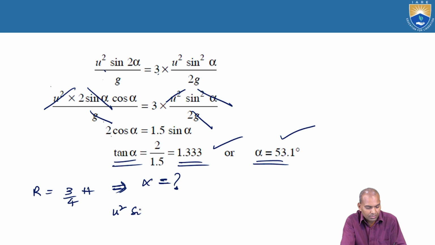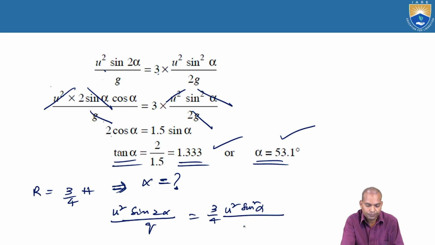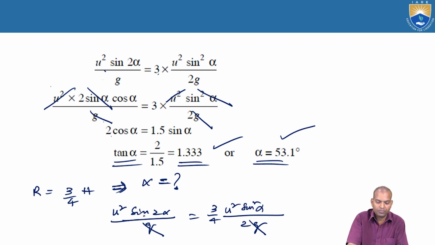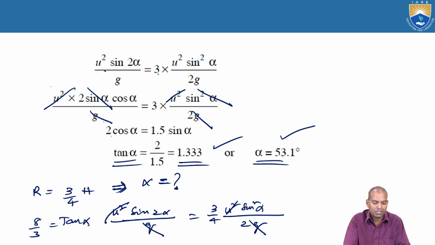Is u square sine 2 alpha by g equal to 3 by 4 times u square sine square alpha by 2g? Now make the calculation, g cancels, and make it 2 sine alpha cos alpha, u square gets cancelled, then 2 times sine alpha cos alpha, then tan alpha equals 8 by 3. From that alpha will come out. Okay, that is the case for like that.